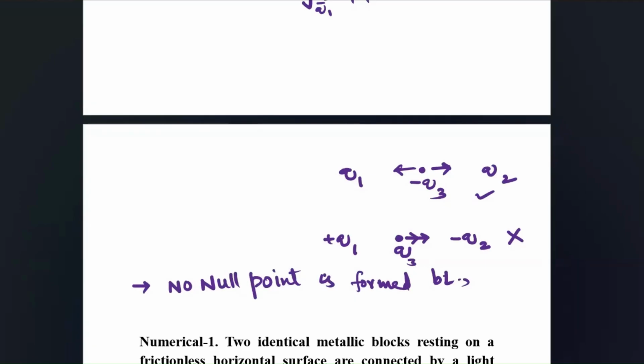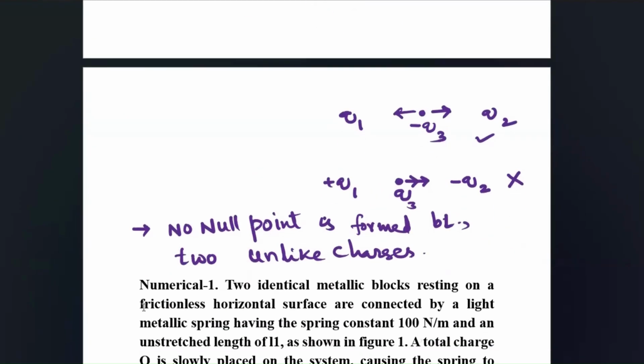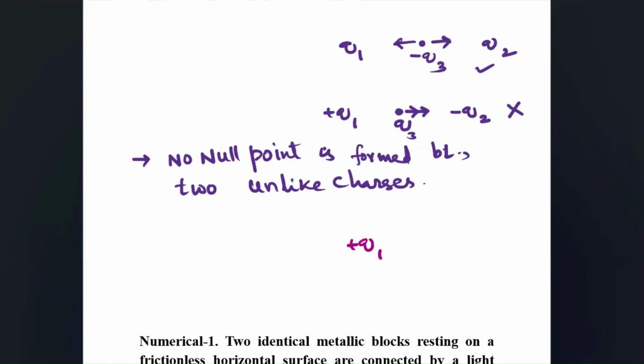Between two unlike charges, where the null point will be formed, that also we will see. Plus Q1, minus Q2 we are taking. So here, a very important point we drew from the discussion: the null point is formed between Q1 and minus Q2, unlike charges.